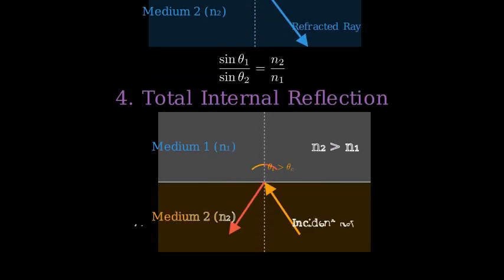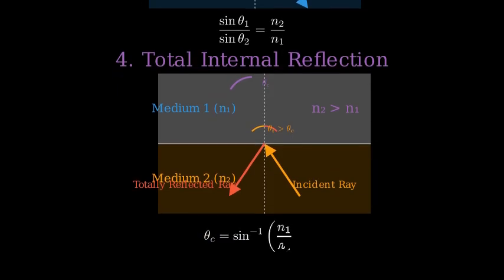Related to refraction is the phenomenon of total internal reflection. When light attempts to move from a medium with a higher refractive index to one with a lower refractive index, like from water to air, it can be completely reflected if the angle of incidence exceeds what we call the critical angle. The critical angle is the angle of incidence that would cause the angle of refraction to be 90 degrees. You can calculate the critical angle using Snell's law by setting the refraction angle to 90 degrees.